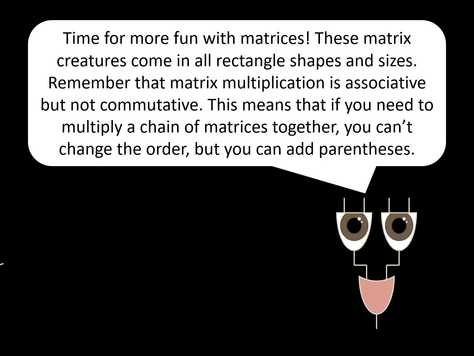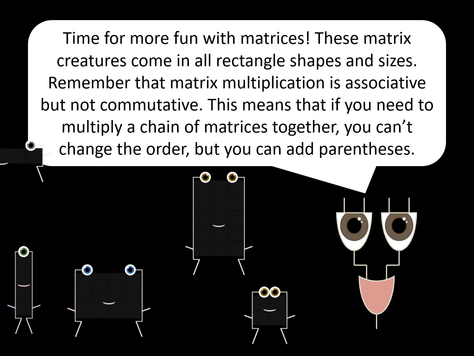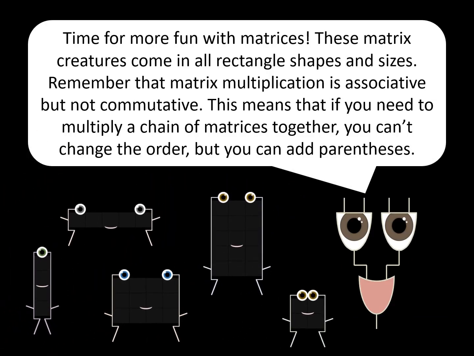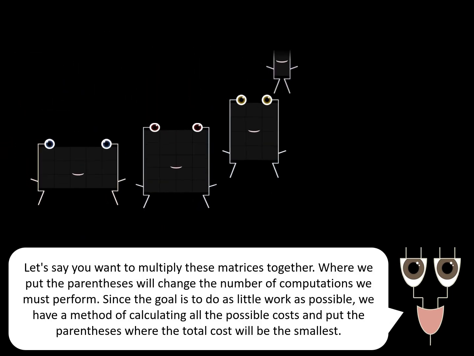Time for more fun with matrices. These matrix creatures come in all rectangle shapes and sizes. Remember that matrix multiplication is associative but not commutative. This means that if you need to multiply a chain of matrices together, you cannot change the order, but you can add parentheses. Let's say you want to multiply these matrices together.